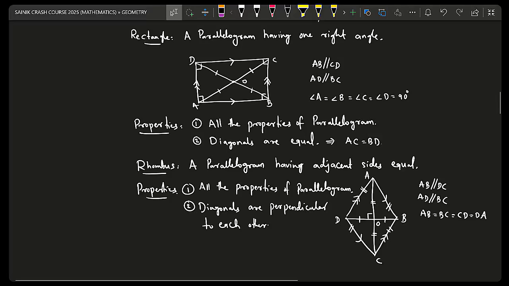Sir, AB is parallel to CD. Parallel means what? Even if you extend them, they are not going to intersect. Okay? Okay, sir.